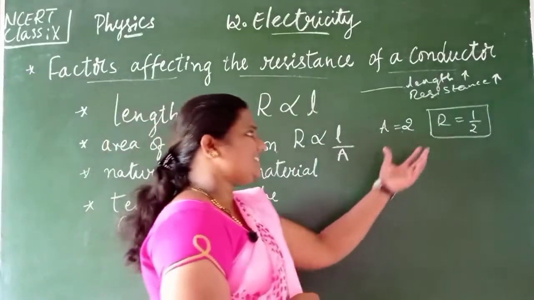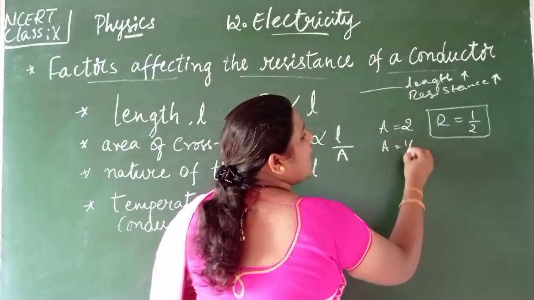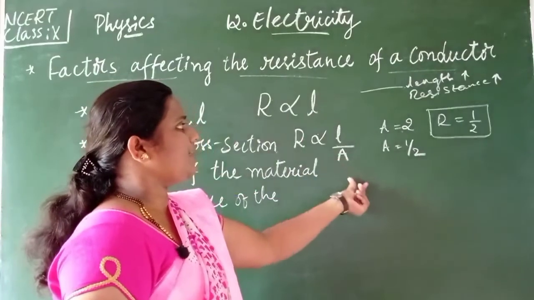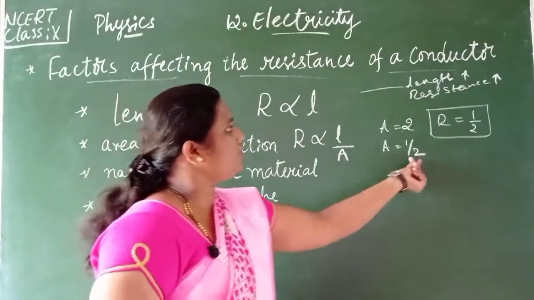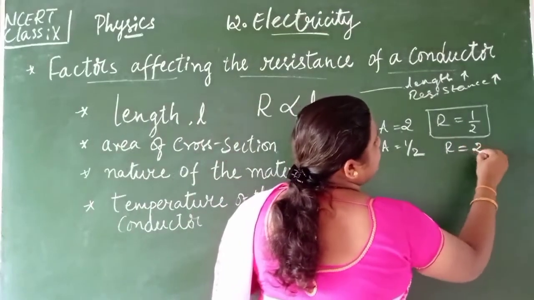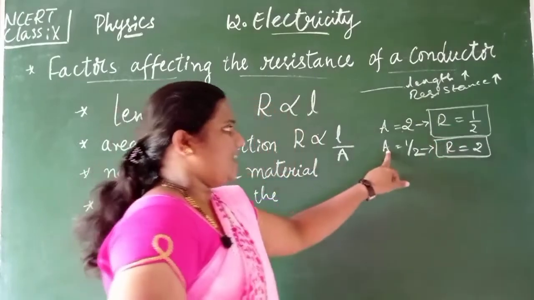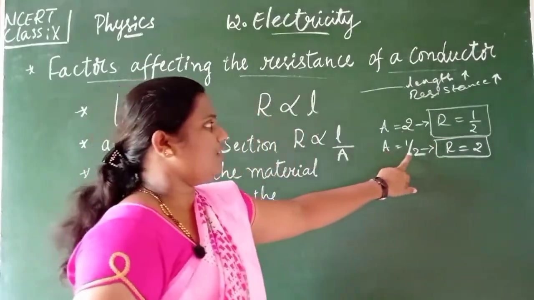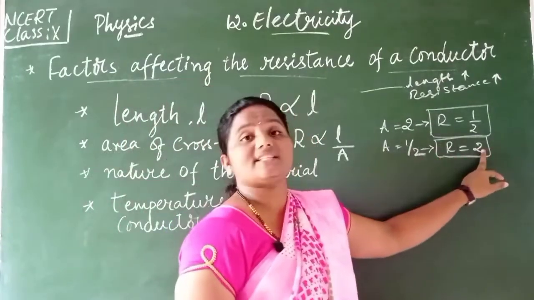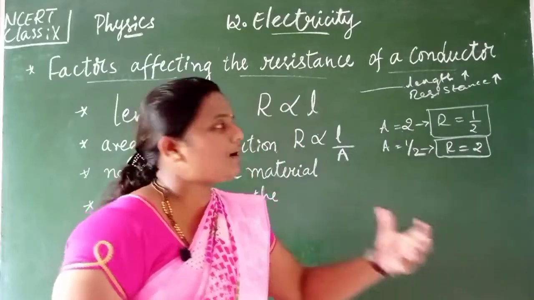Isn't it, children? Suppose, if area of cross section is made half, then A is nothing but half, 1 by 2. So this 2 goes to the numerator, and R will become 2. So, if the area of cross section of the conductor is reduced to half, the resistance of the wire increases by 2 times. That means resistance can be doubled.